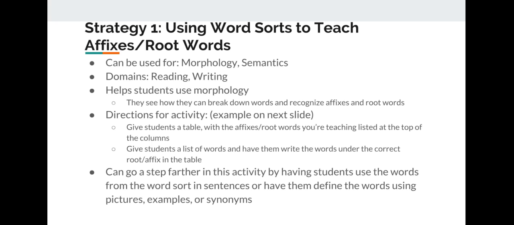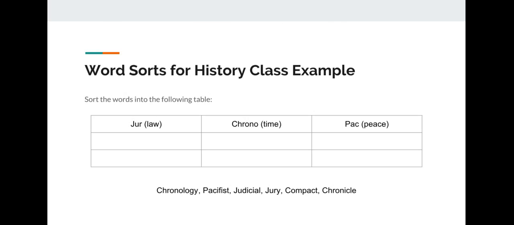For this, I really like it because you can actually go a step farther, and this is where the semantics gets into it, and have the students use the words from the word sort in a sentence, or have them define the word by translating it or writing down the definition, or doing other activities like drawing a picture or giving examples or finding synonyms. So there's lots of various ways that you can take this a step farther.